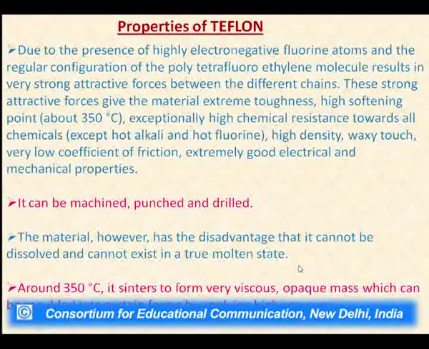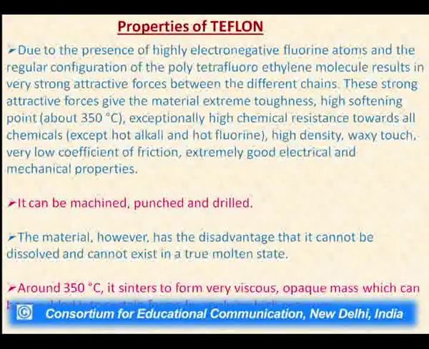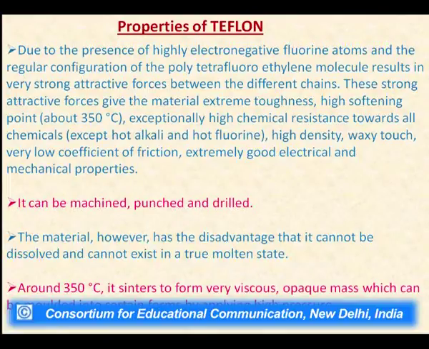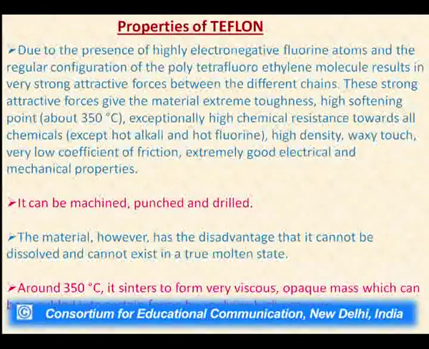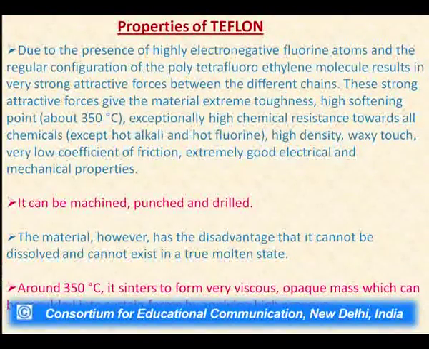Then comes the properties of Teflon. Due to the presence of highly electronegative fluorine atoms and the regular configuration of the polytetrafluoroethylene molecules, it results in very strong attractive forces between the different chains. These strong attractive forces give the material extreme toughness, high softening point, exceptionally high chemical resistance toward all chemicals except for hot alkali and hot fluorine. It also has high density, a waxy touch, very low coefficient of friction, and extremely good electrical and mechanical properties.